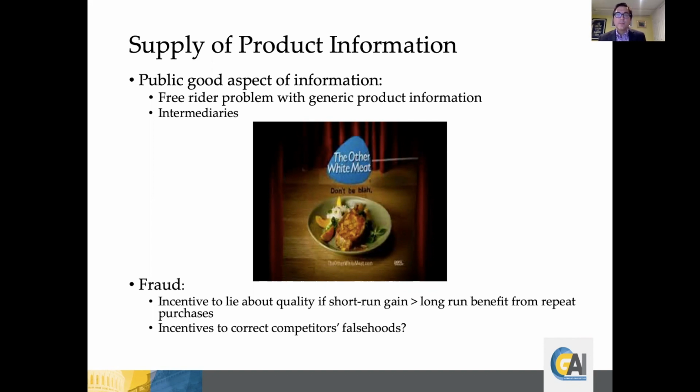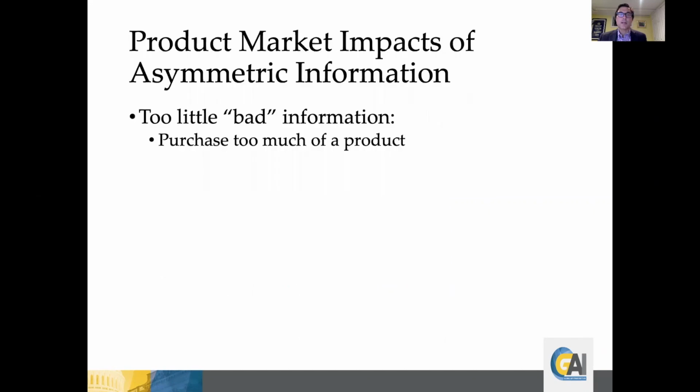So why might you lack an incentive to reveal that to the world? Well, you'll gain, but so will all the other competitors in the marketplace. So again, it's a free rider problem, the same problem that comes with revealing generic information about a product. You get the same problems with correcting competitors. It's a free rider problem, so there are reduced incentives to provide that information to the marketplace.